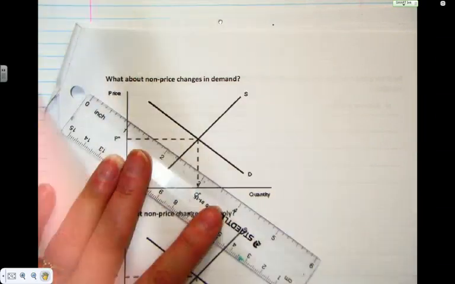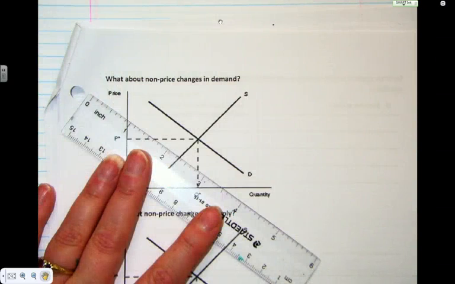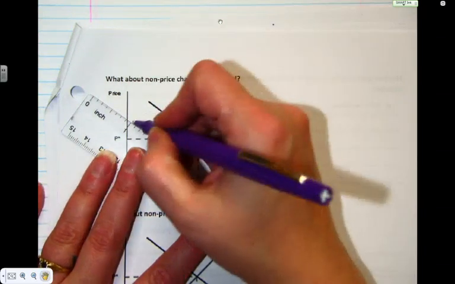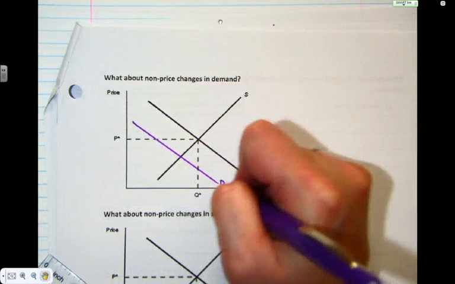Loss of income, maybe a better product. Government sticks their nose into things. Give me another reason. If it's food, maybe there was a health issue. Okay, so maybe there was something happening. Maybe the season changed. Okay, so let's move demand in. We'll call it D2.